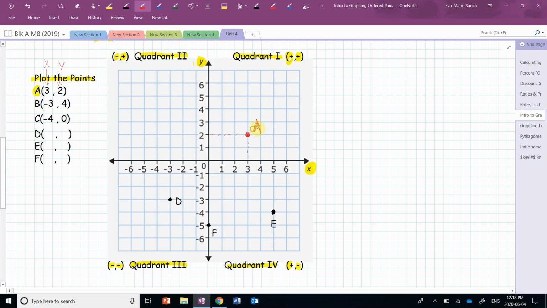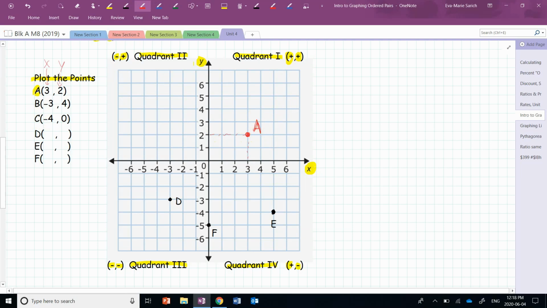We need to label it because I need to know, is that point A you're talking about there, or is that point B or C or D? So drop your point right on the line where they intersect there and then label it with the letter.